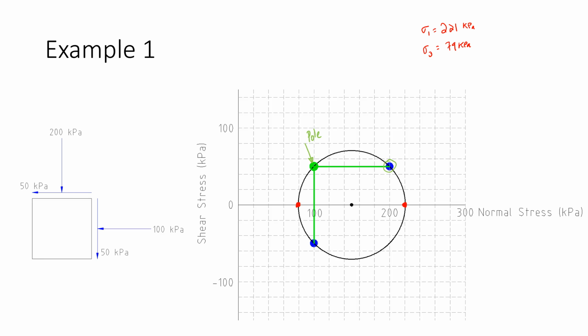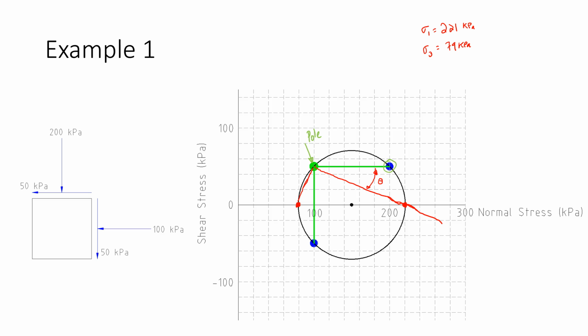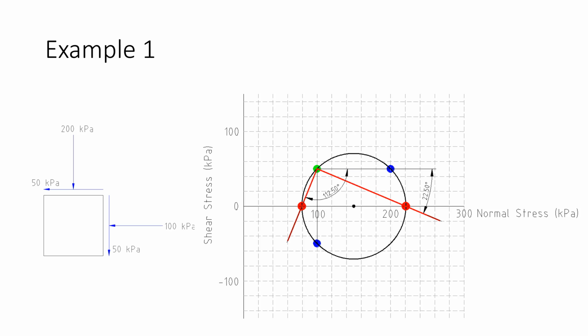Now I just need to draw a line. If I want to know the orientation of the plane on which the major principal stress acts, I just draw a line from my pole through that point, and I use a protractor to measure this angle theta. I can do the same thing for the minor principal stress. Draw a line from the pole through that point, and I could measure that angle and know the orientation of the plane on which those stresses are acting. That's what I've done here with my CAD program. We could do this on our paper using a compass and a protractor.